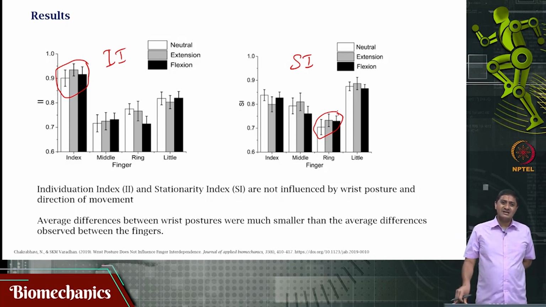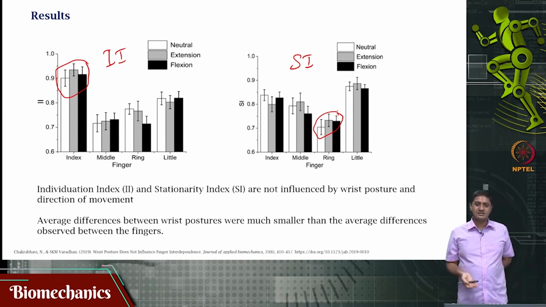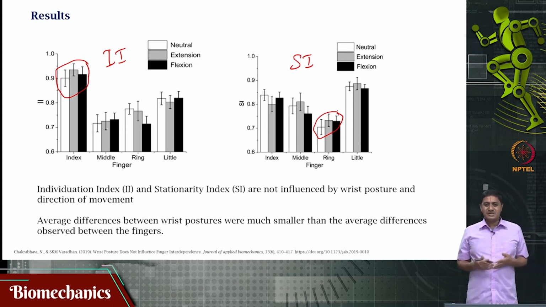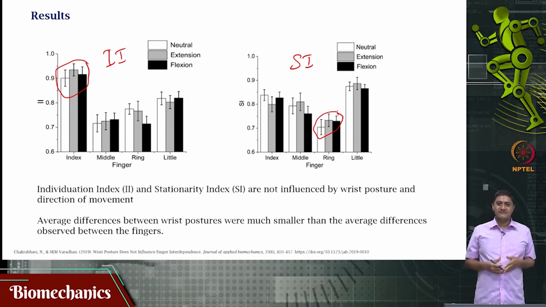And again, these are standard errors of mean. The error bars are standard errors of mean. And I find that these are actually not different from each other. The three bars, the white bar, gray bar and the black bar, are the neutral posture, the flexion wrist posture and the extension wrist posture, and they are showing no big difference in either the individuation index or the stationarity index. So, the individuation index and the stationarity index were not influenced by wrist posture and the direction of movement.